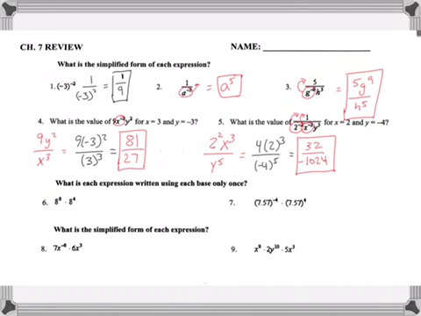Questions 6 and 7, we're looking at writing it using only the base ones. So that just means we're going to add the exponents. So we have 8, and then 8 plus 4 is 12. So 8 to the 12th power. Here we've got negative 4 and positive 4, and when you add those you get 0. So we get 7.57 to the 0 power.